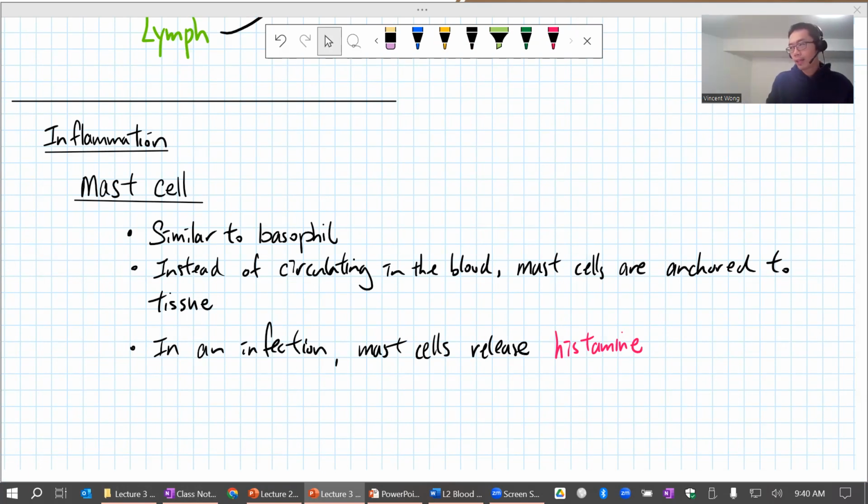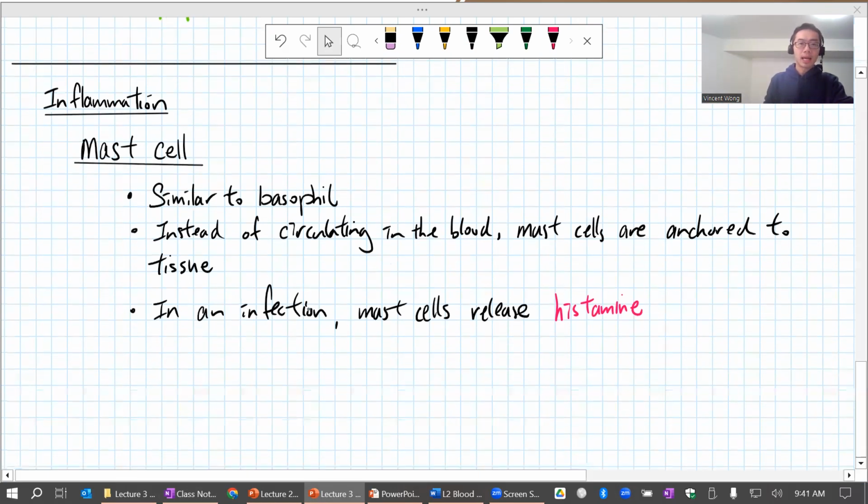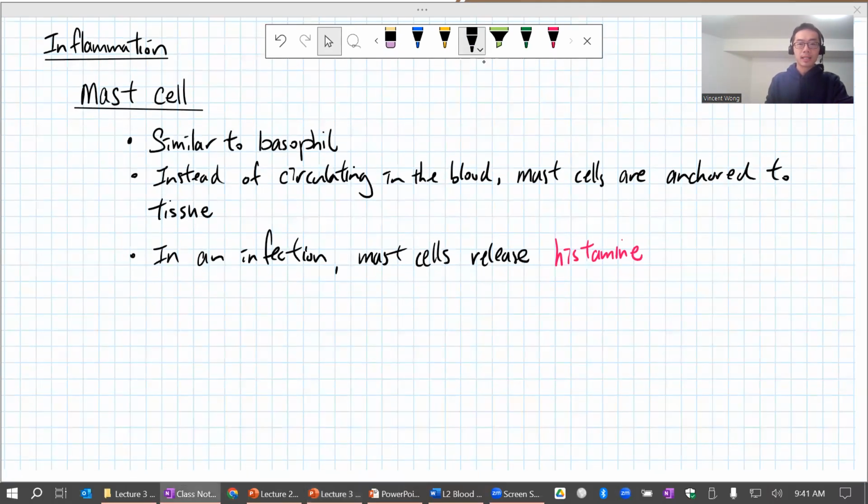What do you take when you have an allergic reaction? Benadryl? Yes, and what's the active ingredient in things like Benadryl? Antihistamine. That's right, antihistamine. So histamine causes inflammation, and inflammation is related to allergies. So antihistamine suppresses these symptoms. Okay, so let's take a look at what the histamine will do.